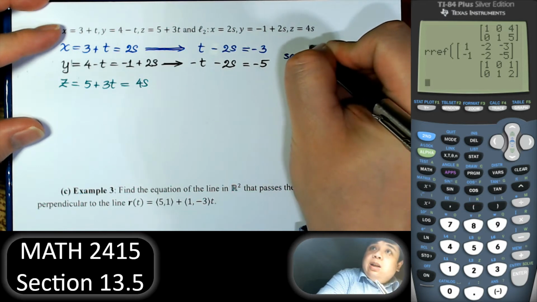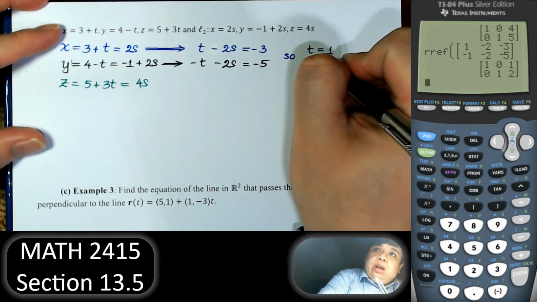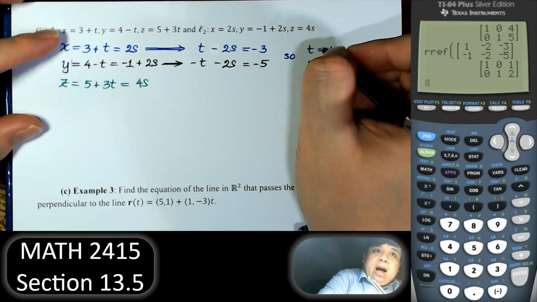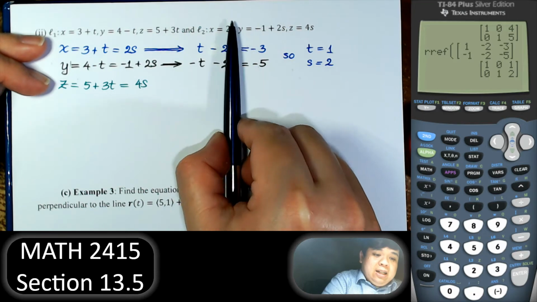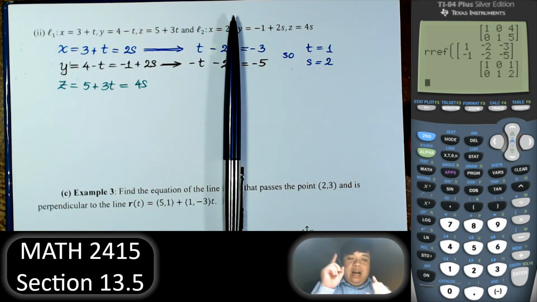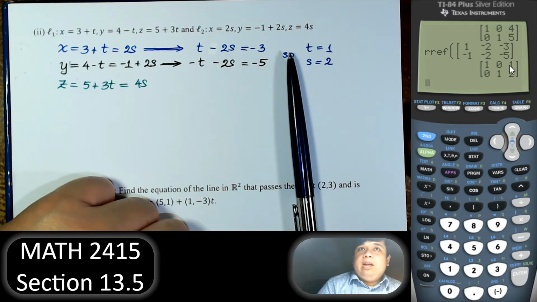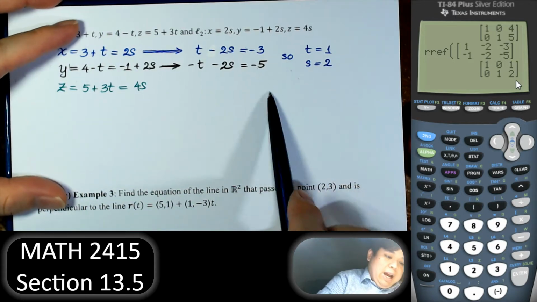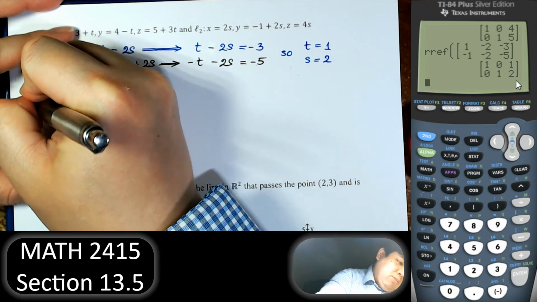So we have t equal to 1 and s equal to 2, so we know which one's which. Because we have t in the first column and s in the second column, the first one is going to be t and the second one is going to be s. That's why we know which one's which. And then we go back here and check with the last one, because it may or may not work.